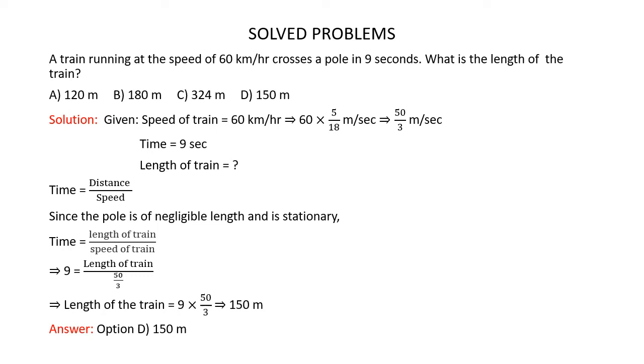So now we have the formula as time taken by the train to cross a pole is equal to length of the train divided by speed of the train. We know that time is 9 seconds and speed of the train is 50 by 3 meters per second. Substituting these values in the formula, we get 9 is equal to length of train divided by 50 by 3. So length of the train is equal to 9 multiplied by 50 by 3, which is nothing but 150 meters. So length of the train is 150 meters. So the correct answer is option D, 150 meters.